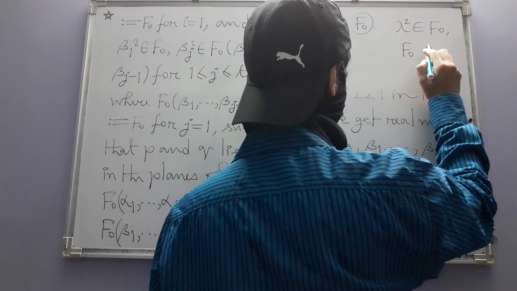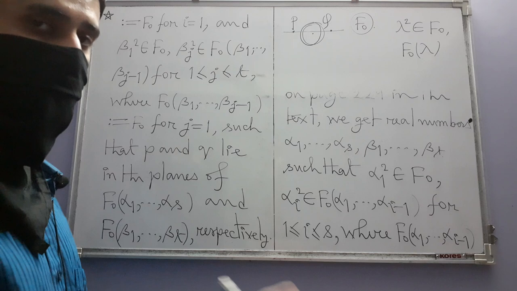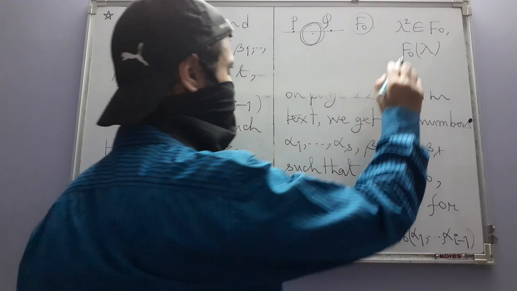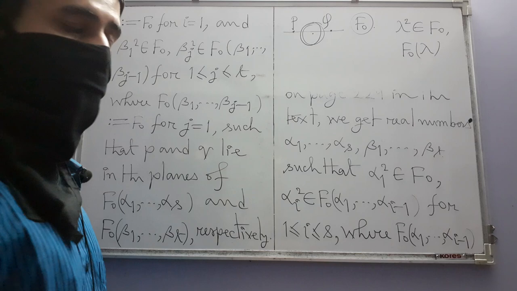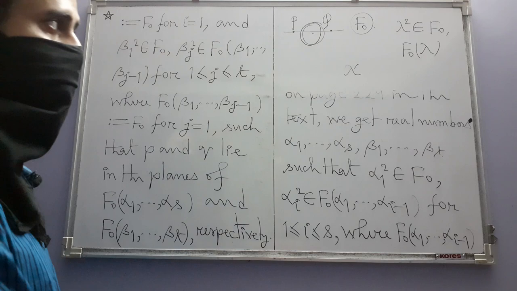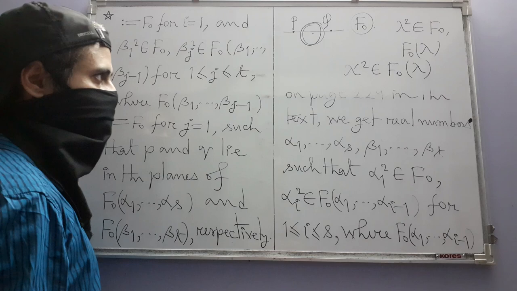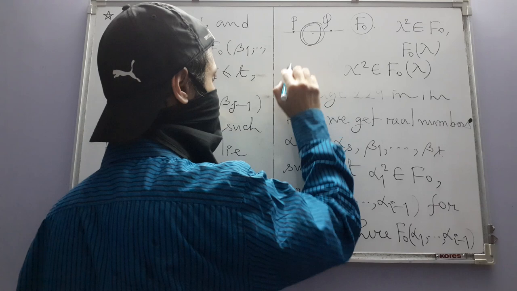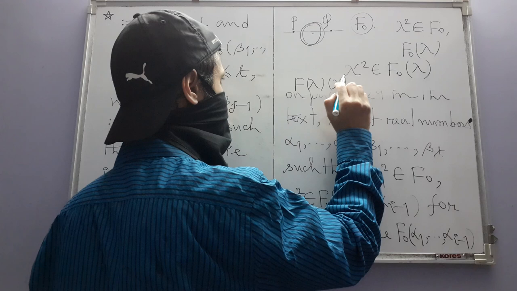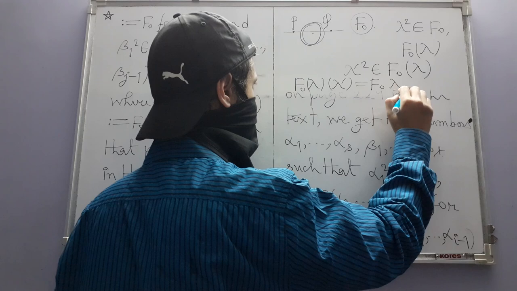And then you use in the next stage these new points of intersection and carry out this process, so that in the next stage you will get another such real number, say lambda prime. But now you are working in the plane of this. So lambda prime squared belongs to this, and the new points of intersection lie in the plane of this extension.